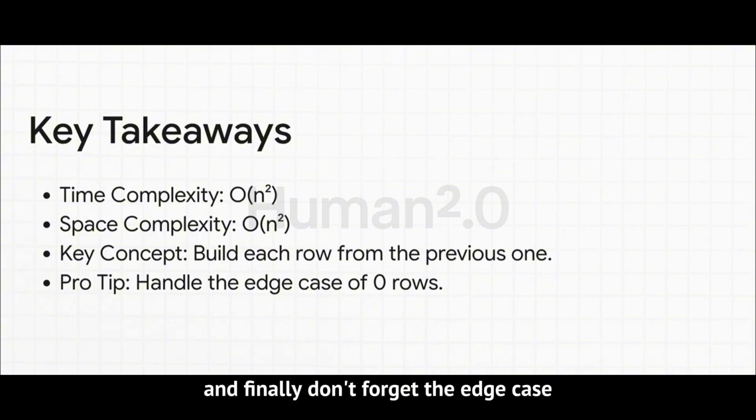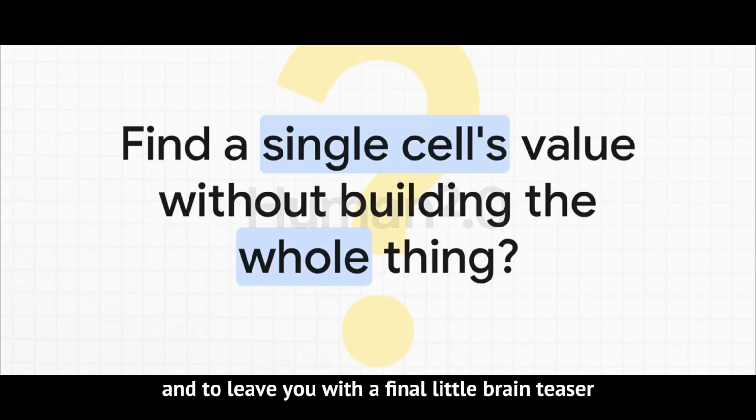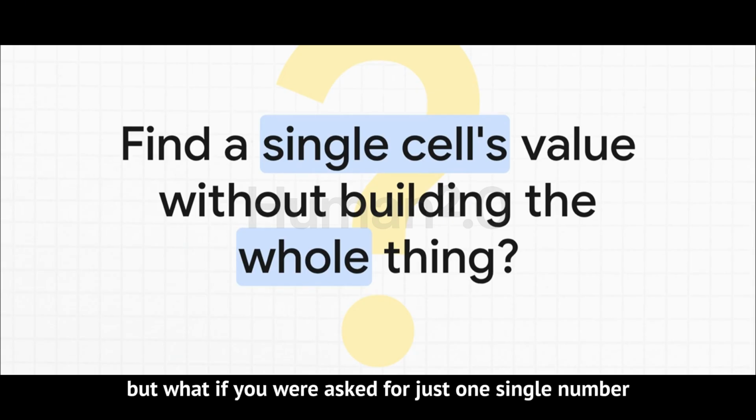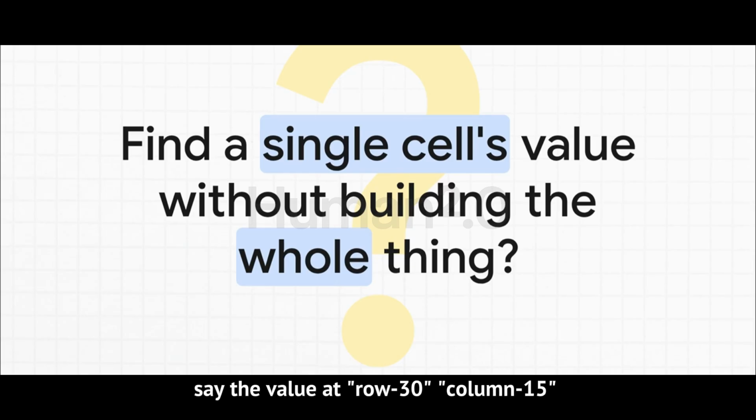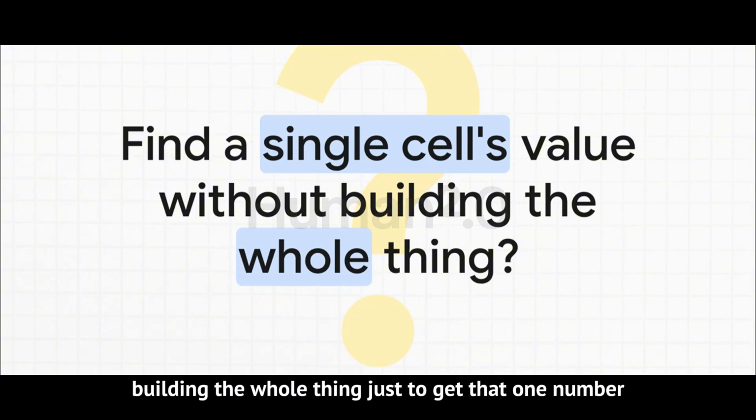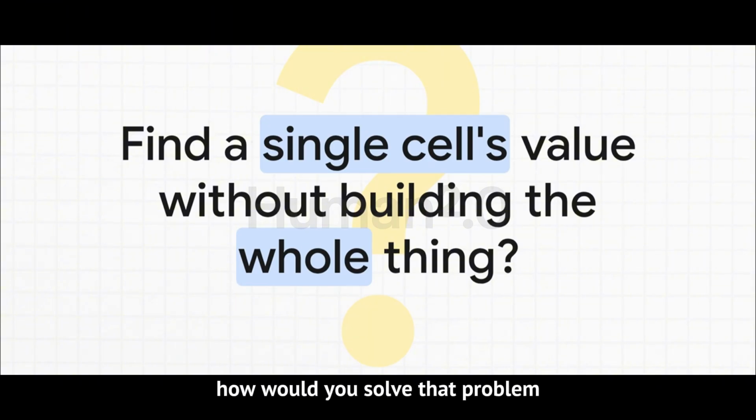And finally, don't forget the edge case. Always mention it. If num_rows is 0, you've got to return an empty triangle. And to leave you with a final little brain teaser, our approach is fantastic for building the entire triangle. But what if you were asked for just one single number? Say the value at row 30, column 15. Building the whole thing just to get that one number seems kind of wasteful, doesn't it? How would you solve that problem? That's a great follow-up to think about.